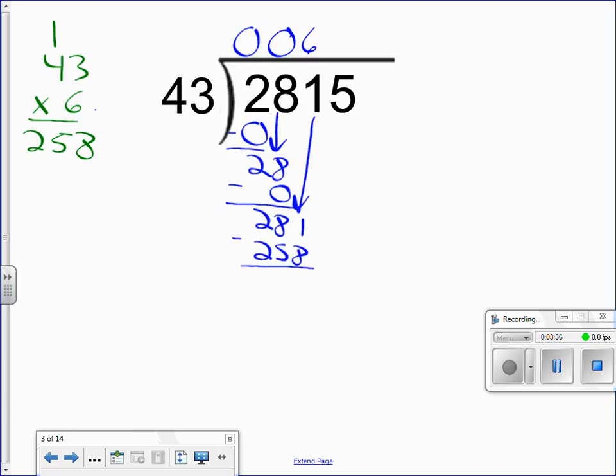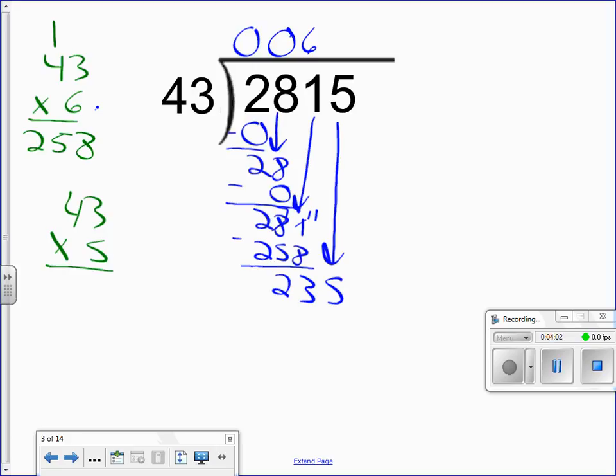I have to subtract. I have to borrow. 11 minus 8, I get 3. 2 times 2 is 0. Remember to bring down. I have a 5. How many times can 43 go into 235? Right here is too much, so I'll have to try 43 times 5. Let's see what that equals.